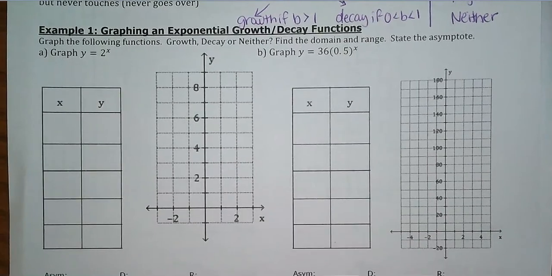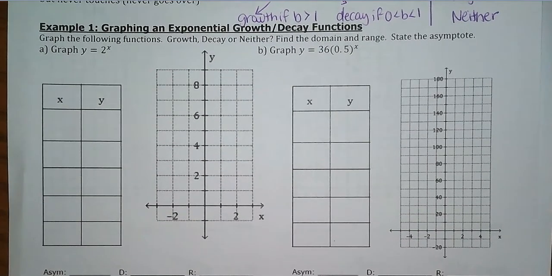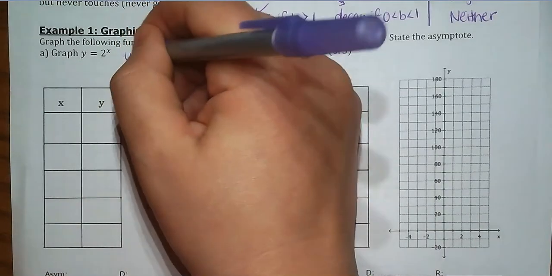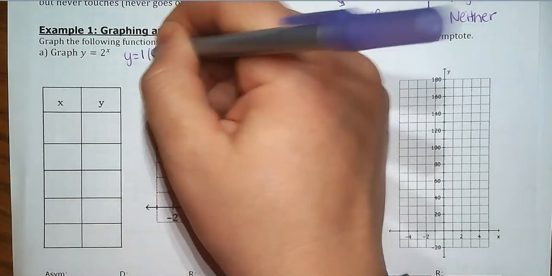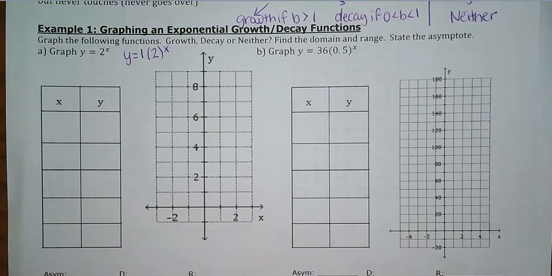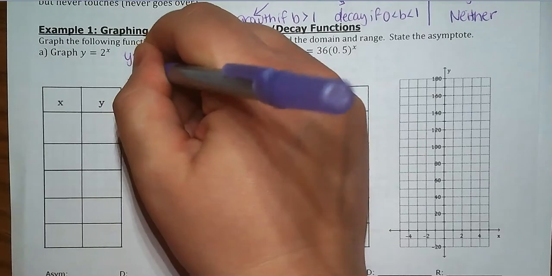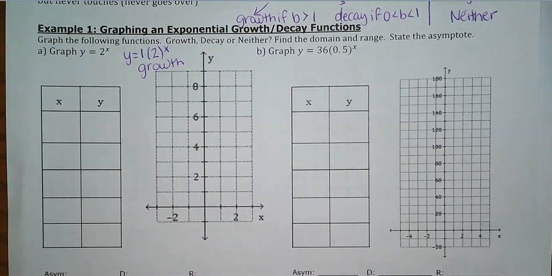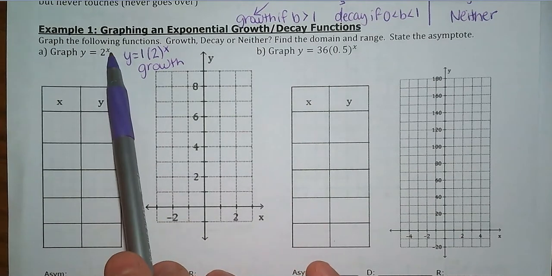So let's slide this up. Now, the first thing we're going to graph, y equals 2 to the x. I could maybe, you don't need to, but I could rewrite this as 1 times 2 to the x. So the A value there would really be 1, and the B value would be 2. So this guy is going to be growth, since our A value is positive and our B value is bigger than 1.